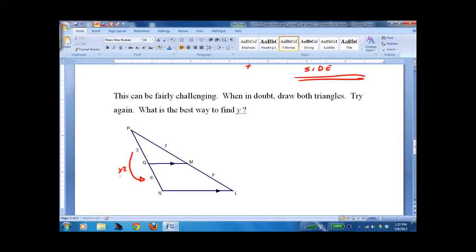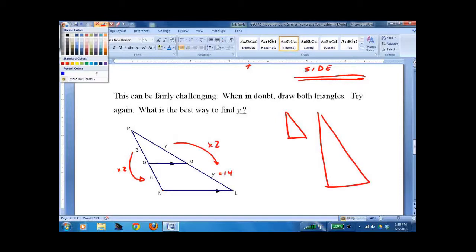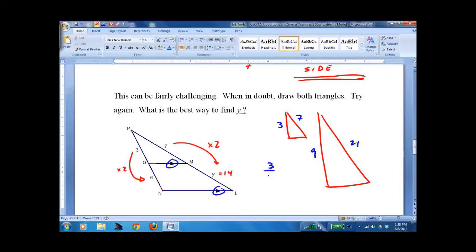3 times 2, simple, simple. 7 times 2 equals 14. Done. And I don't trust that, so let's draw them all in here. Pretty horribly done, and notice the lines are parallel. 3, 7, 9, 21. 3 over 9 equals 1/3. 7 over 21 equals 1/3. That's my scale factor.